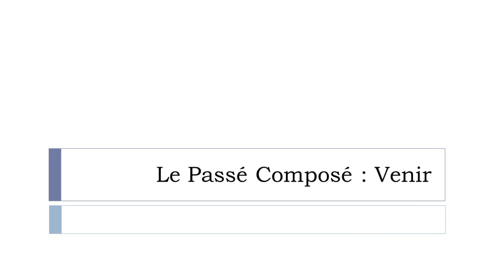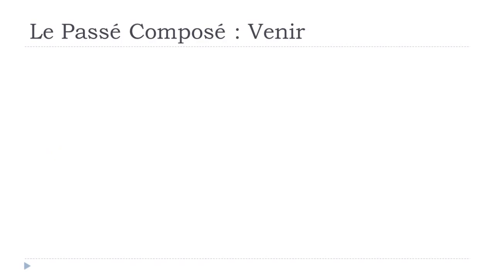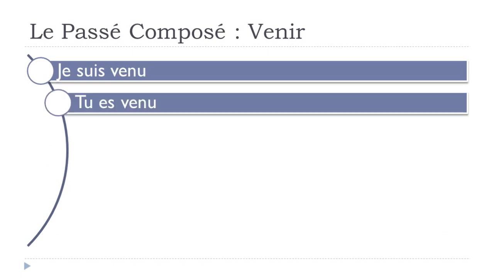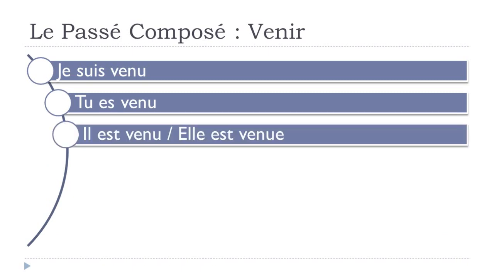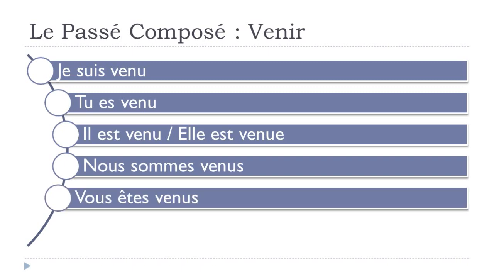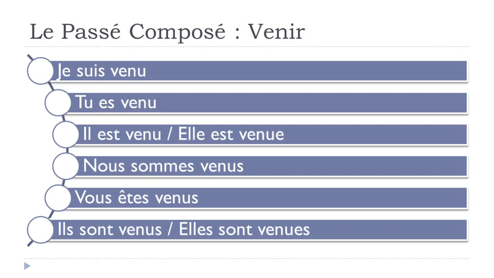Well, basically it's for important verbs. And this one, venir, to come, is quite important, especially because it's a bit tricky in a way, so we'll see why. Je suis venu. Tu es venu. Il est venu. Elle est venue. Nous sommes venus. Vous êtes venus. Ils sont venus.